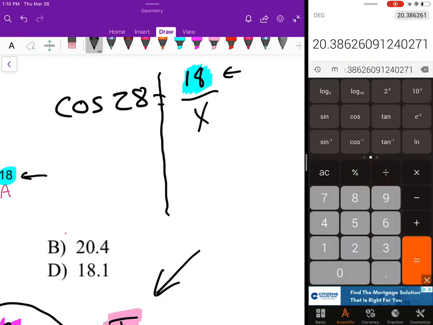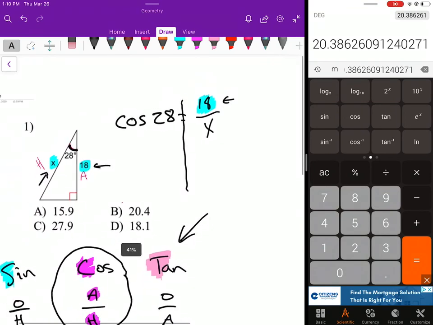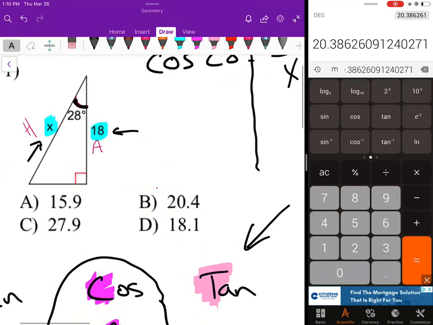And then I hit equals, I hit enter, and it says 20.4. I'm rounding to the nearest tenth, of course. It's 20.38, so that's going to round up to 20.4. So I'm going to go to my answers. 20.4 is what I'm looking for. Bingo, there it is, 20.4. And that's how you do it.